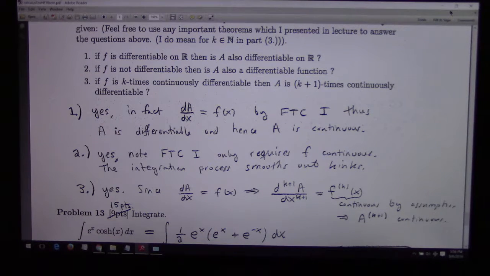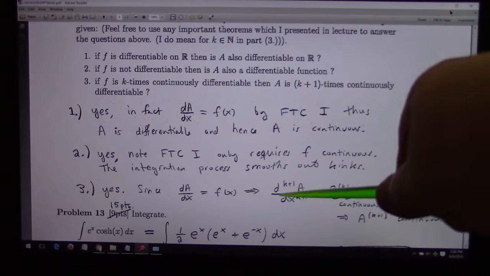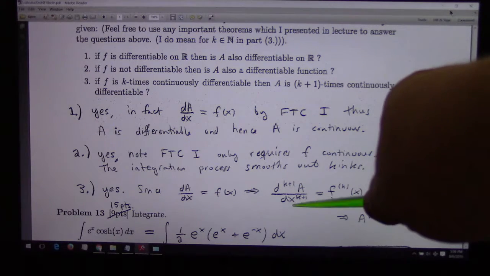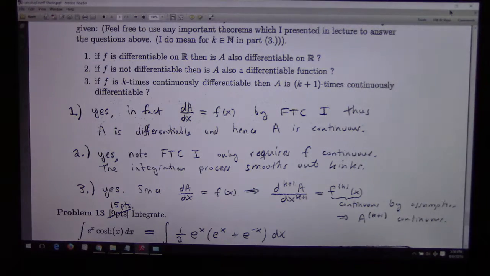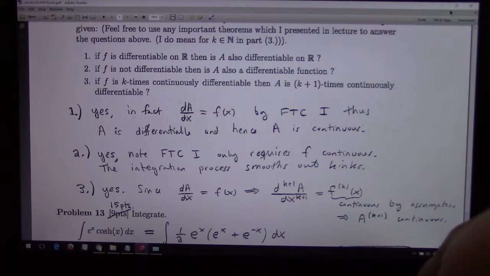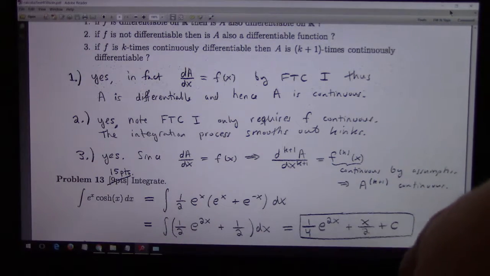Question 3. If f is k times continuously differentiable, then A is k plus 1 times continuously differentiable. Again, the answer is yes, because of the fundamental theorem of calculus part 1. The k plus 1th derivative of A is the kth derivative of f because of this, and that's continuous by assumption. Consequently, the k plus 1th derivative of A is continuous. So basically, this question is just, do you know the fundamental theorem of calculus part 1?